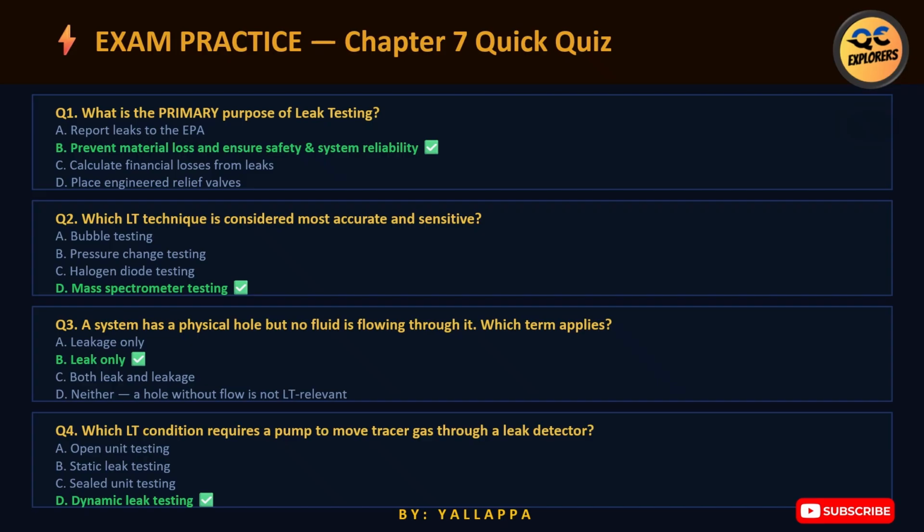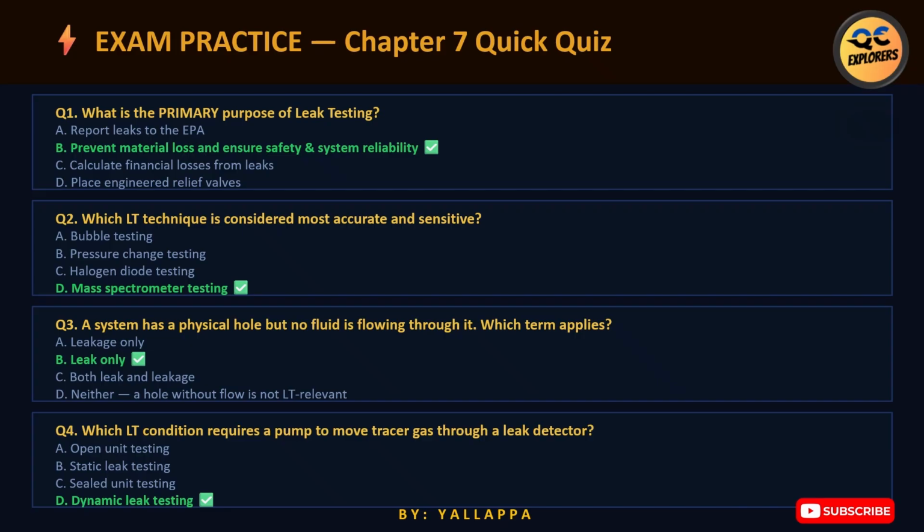What is the primary purpose of leak testing? A. Report leaks to environmental agencies. B. Prevent material loss and ensure safety and reliability. C. Calculate financial losses. D. Install pressure relief devices. Pause now and think. The correct answer is B. Leak testing exists primarily to prevent material loss, improve safety, and verify reliability.